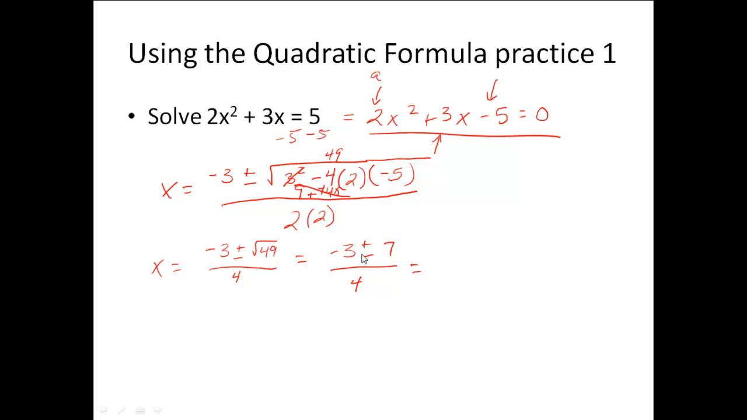And with that, since I have only regular real numbers, there's no square roots, there's no i's, I can go ahead and simplify this all the way down. So I'm going to take negative 3 plus 7, which would give me 4 over 4, which is 1. And then I'm going to take negative 3 minus 7, which would be negative 10 over 4, reduces down to negative 5 halves. So my two answers for this one actually turn out to be 1 and negative 5 halves.